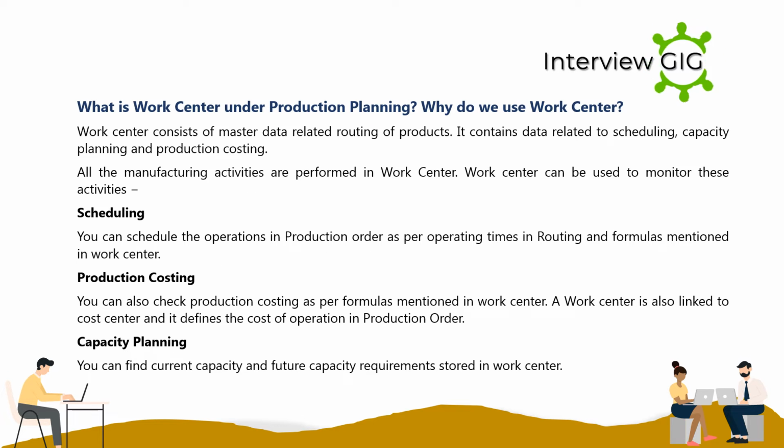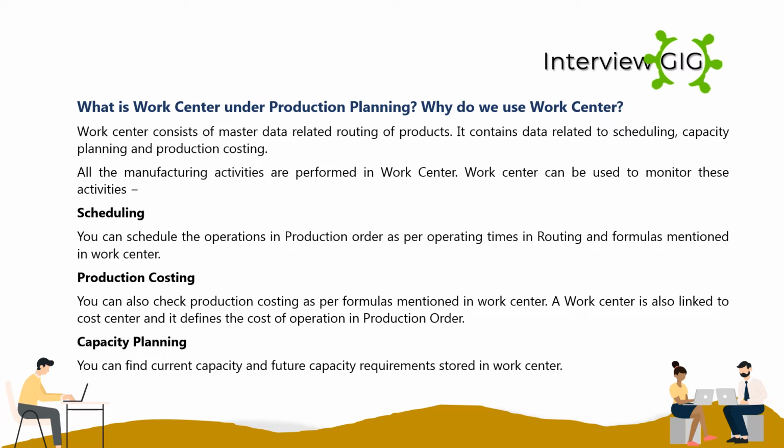What is Work Center under production planning? Why do we use Work Center? Work Center consists of master data related to routing of products. It contains data related to scheduling, capacity planning and production costing. All the manufacturing activities are performed in Work Center. Work Center can be used to monitor these activities.